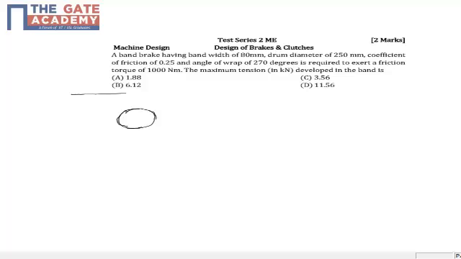Now here it is given as 270. So let's just draw that. You have one end of the band coming like this, the other end is going like this. So this is not intersecting somewhere else. So it's like this, the 270.